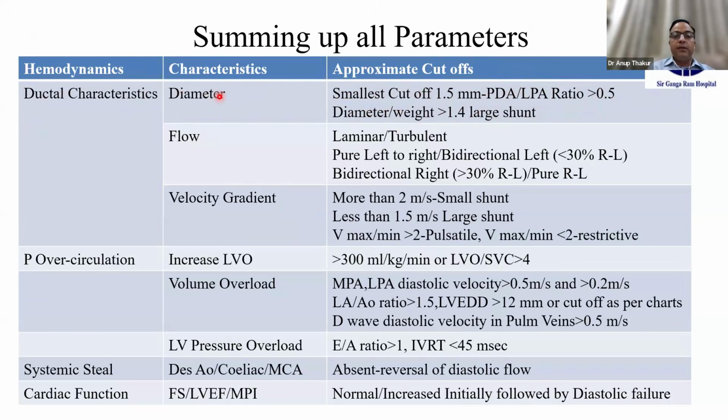So basis on diameter, the caution is measured in 2D. Measure the smallest diameter, and you can zoom the image and then measure the diameter. That would be more accurate. Look at the flow, laminar, turbulent.